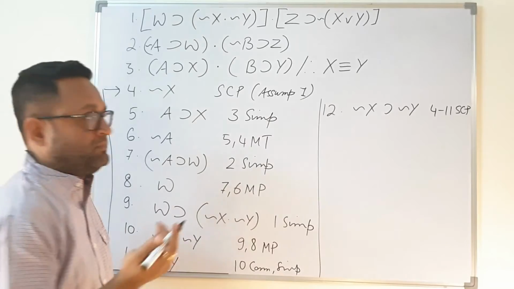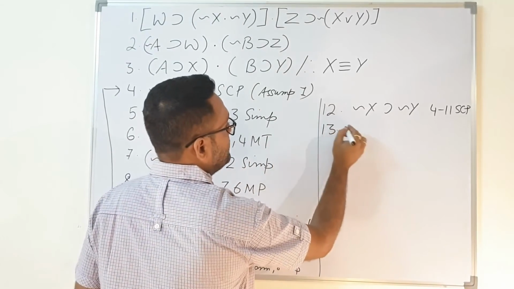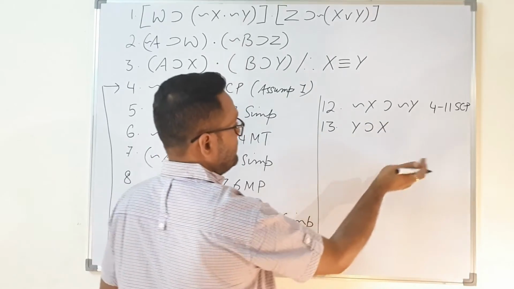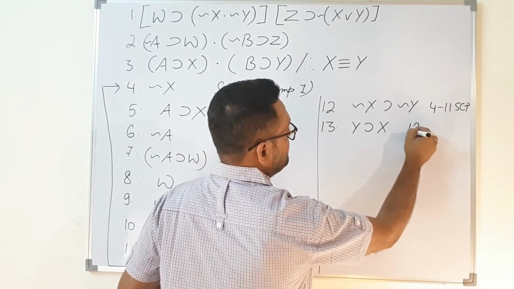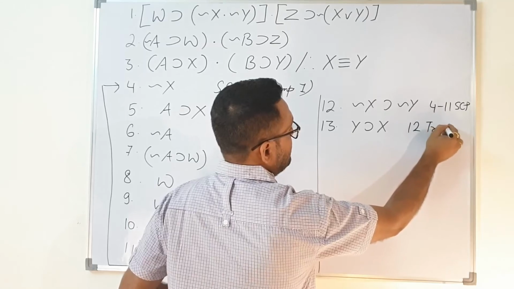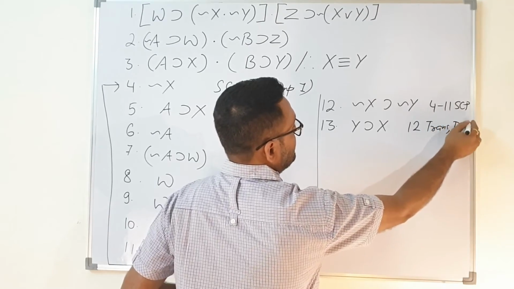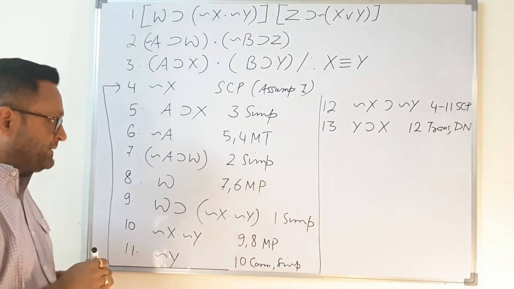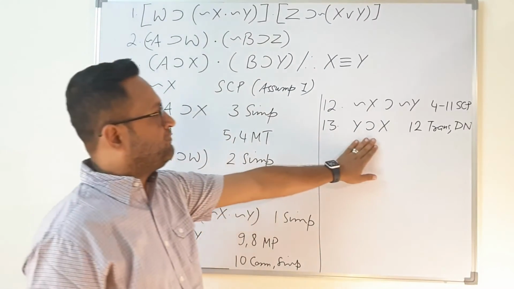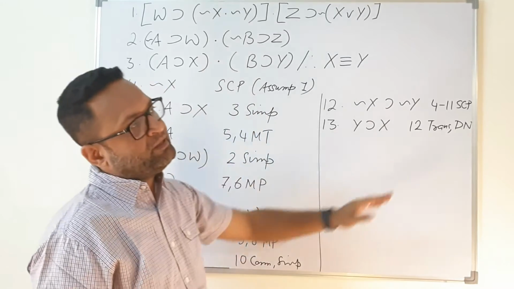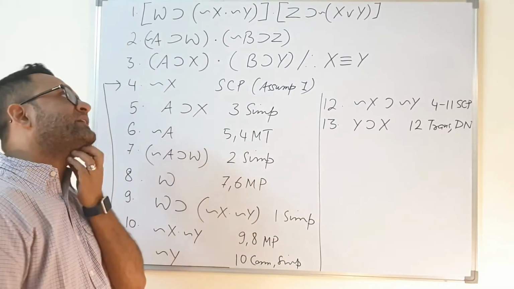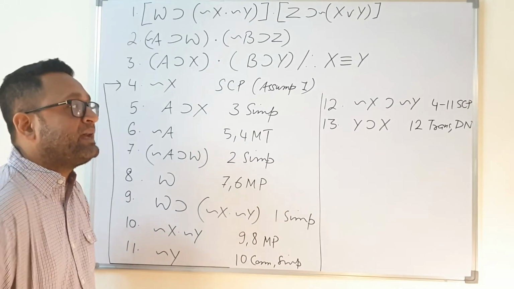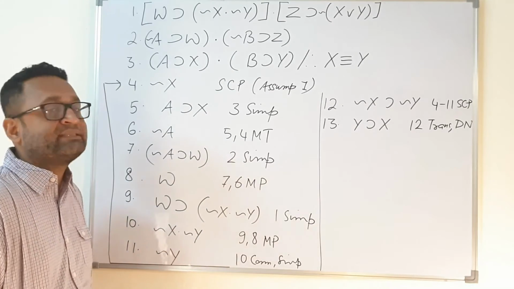Now, I can use exportation and write it as Y implies X, or transposition and say 12 trans, as well as I should write it as double negation, because there will be two negations which will be developed once we will be transposing it. So now you can see that Y implies X we have reached. Exactly in the similar way, you will get negation of Y implies negation of X, which will give us X implies Y.